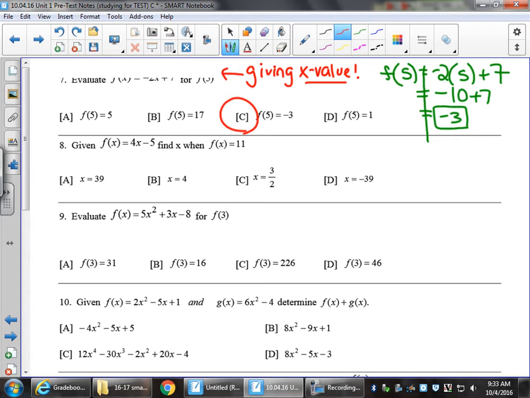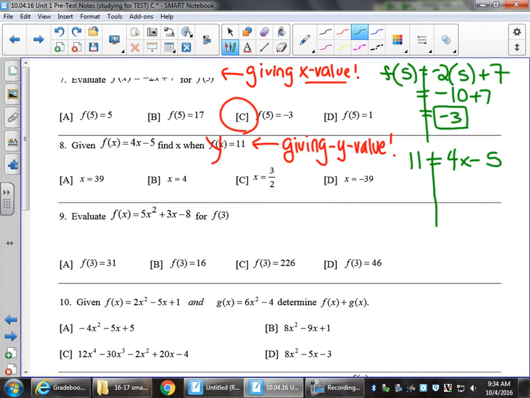What's different about number 8? Is this giving me x or y? Giving you a y value. Remember, f of x means what? Y. So really, you could in your brain see this as y equals 11. So now what equation am I going to set up? What do I write? Careful. 11 equals 4x minus 5. And then we're going to add 5. So finish, because no work, no credit. So if you didn't try this, try it now.